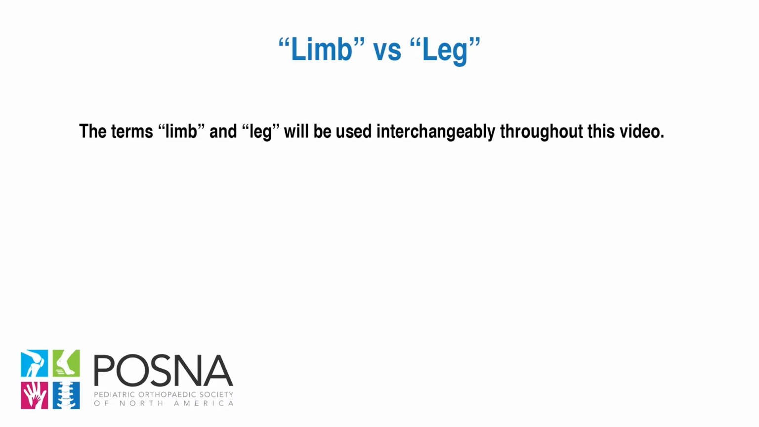Hi. In the following video, my colleagues and I will be discussing limb length inequalities. A limb length inequality is when two limbs have a difference in length from side to side. The following video will specifically be looking at lower limbs.